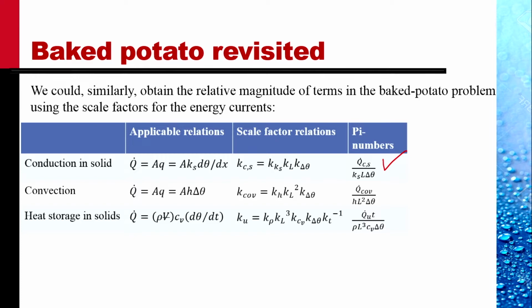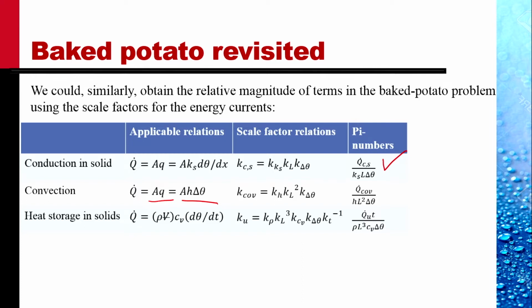Similarly, the applicable relation for convective flux or the convective current is Q dot is equal to A times the convective flux given by Newton's law of cooling. So this is A h delta theta, and so the scale factor of the convective flux is Kh times KL squared times K delta theta.